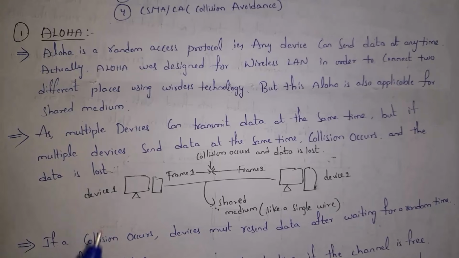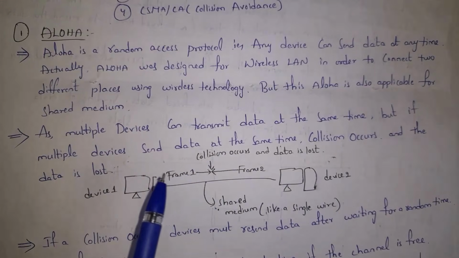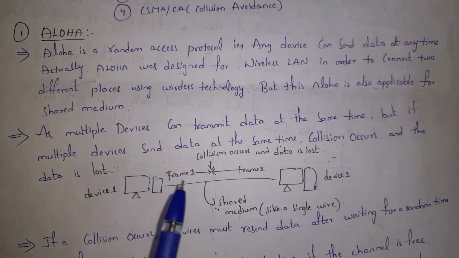Guys, for example, there is device 1 and device 2. Both are connected by using a shared medium like a single wire, and both devices are transferring frames at the same time. Guys, frames are nothing but data. Instead of sending our data directly, we will place our data in frame and we will send data. So don't get confused. Frame is nothing but data. We will place our data in frame and we will send that frame.